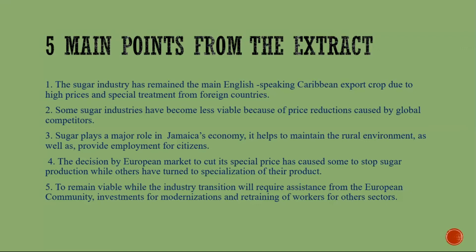4, the decision by European market to cut its special price has caused some to stop sugar production, while others have turned to specialization of their product. And 5, to remain viable, while the industry transition will require assistance from the European communities, investments for modernization, and retraining of workers for other sectors.